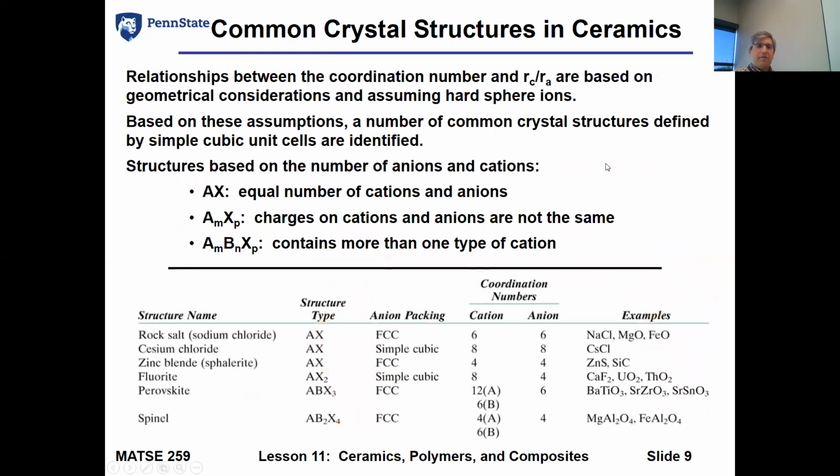So what are these common crystal structures? And we're going to see that when we think of ceramics, the structural elements become much more complicated than what we saw in metals. In metals, we really held things to three basic crystal structures: BCC, FCC, and HCP.